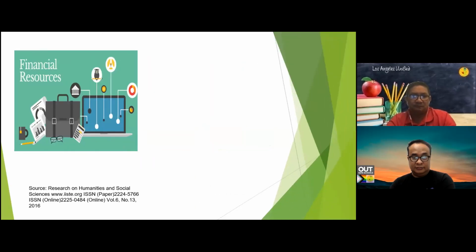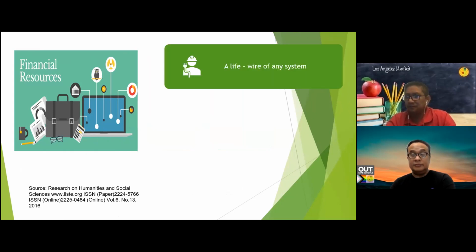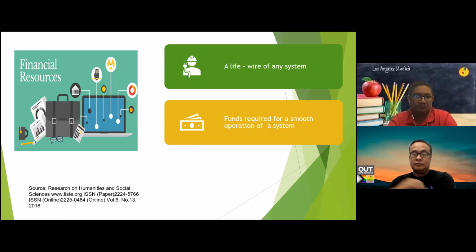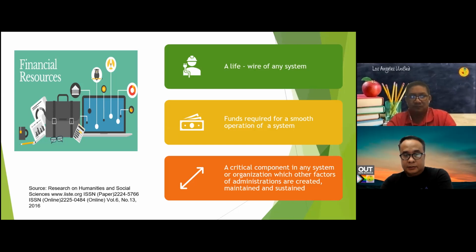So let's review what financial resources means in general. It is considered as the life wire of any system, as these are funds required for a smooth operation of a system. Funds are needed for the procurement of facilities, equipment, and also needed to pay salaries of administrative and even non-academic and academic staff. And so it is a critical component in any system or organization through which other factors of administration are created, maintained, and sustained.